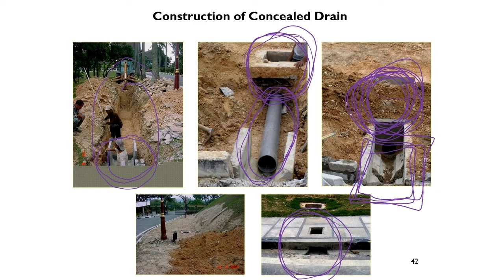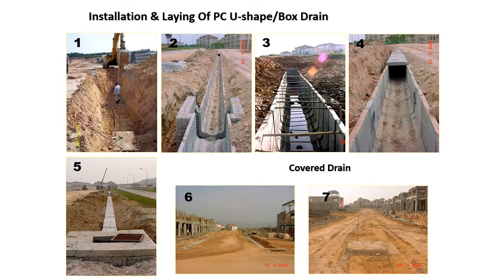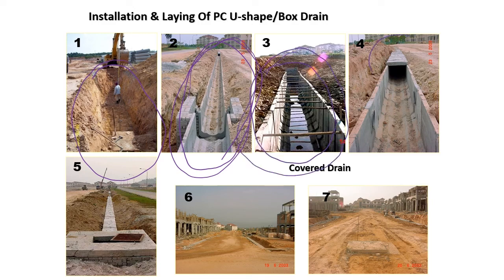Dia memang tertutup. Similarly, installation for PC U-shape ataupun box drain, excavation took place first. Laying down the precast concrete shape drain. And this one yang dah siap lah. Lay down, cover it, tutup je, and then kita akan backfill balik, fill in balik untuk cover all this thing. And then dia nampak macam tak ada drain pun kat bawah, but it's actually down there.